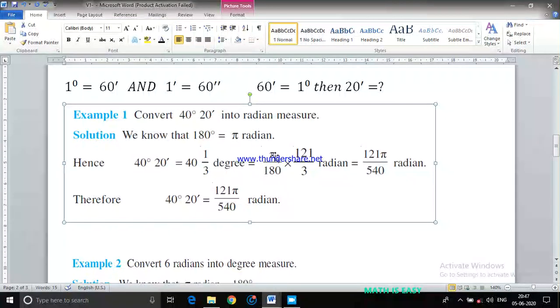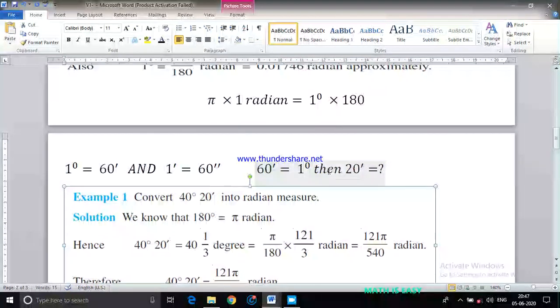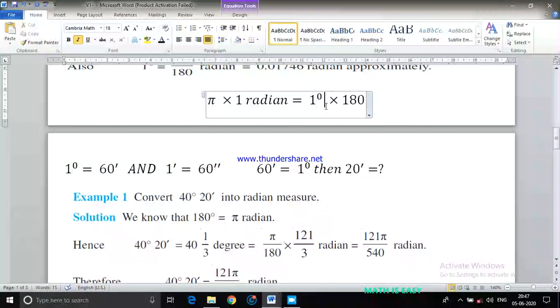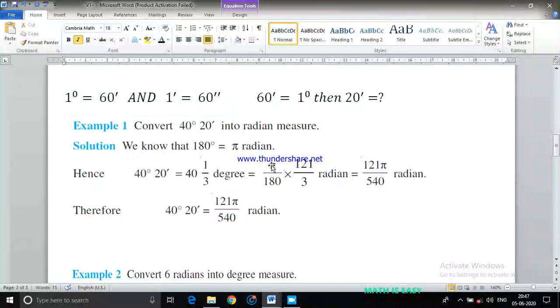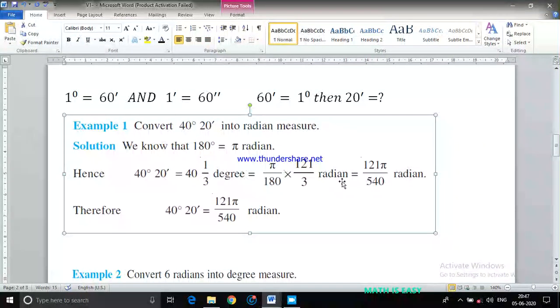Here you may ask, sir, how come this pi upon 180? See, 40 and 1/3 is 121 upon 3. That we got. But this degree, you can write as 40 1 upon 3 into 1 degree. This 40 and 1 upon 3 you can write as a mixed fraction, 121 upon 3, into 1 degree in terms of radians. Here you can see degree measurement is there. Here it is converted into radian. So 1 degree equals how much by using this relation? 1 degree equals, so this 180 comes to the denominator. It will come pi upon 180 radians.